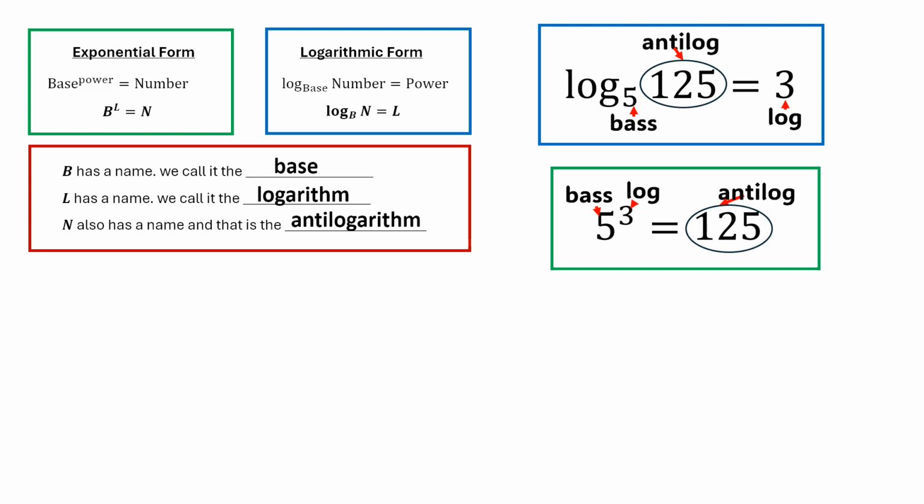These two forms give you the exact same information. They tell you a base, they tell you a power, and they tell you what number you get when you put the power on that base. It's just a different order, and it is two different functions. In one of them, you're given a number, and you want to find out what power you would have to put on the base to get that number. In the other form, you are given the base and the power, and you want to find the number.